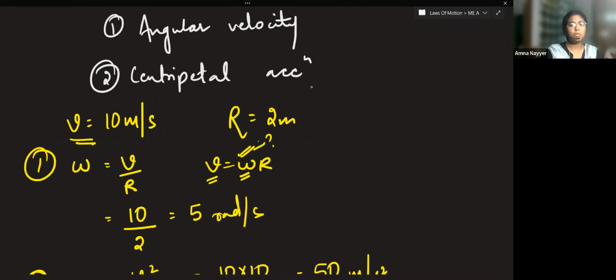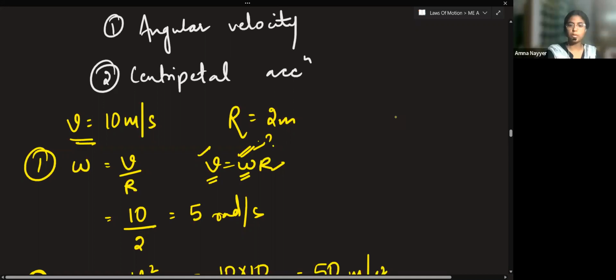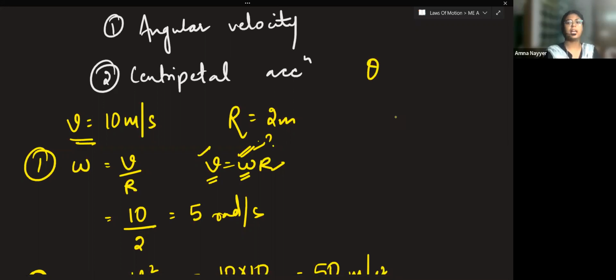This is unknown to us. This is given. This is given. Omega is the angle, right? Angular velocity. Angular velocity. Angle is theta. Okay. Angular displacement, or the angle, is theta.